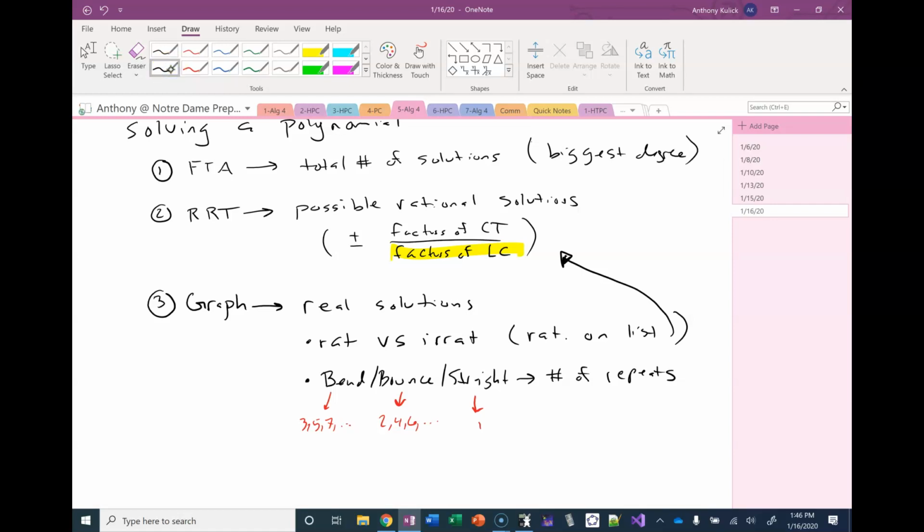Okay. So those are three really important things we get from the graph, right? We get the real solutions. We can tell the difference between the rational and irrational now. And I should be able to tell which ones repeat and to some extent how many times they may repeat, right? Okay.